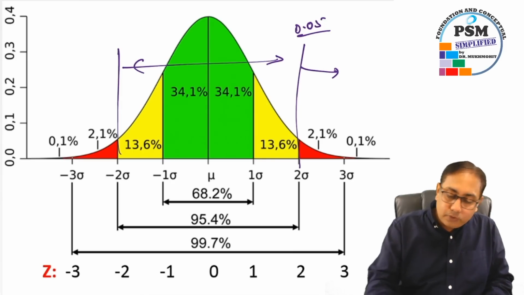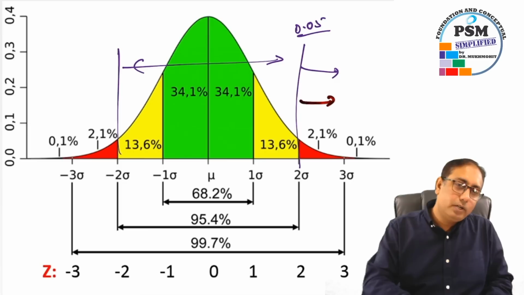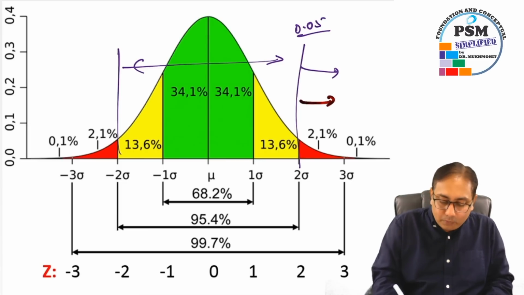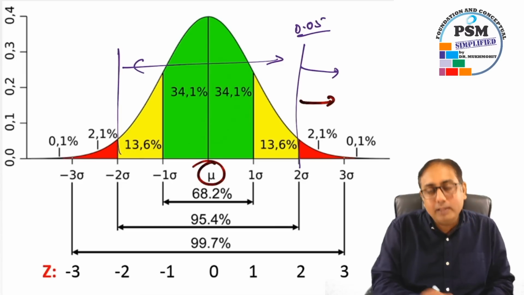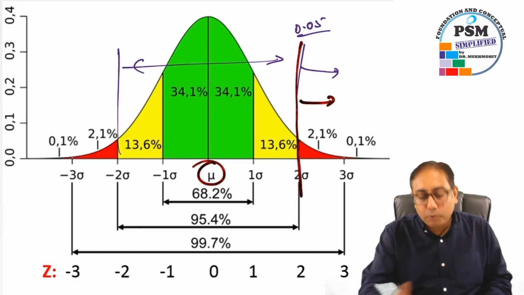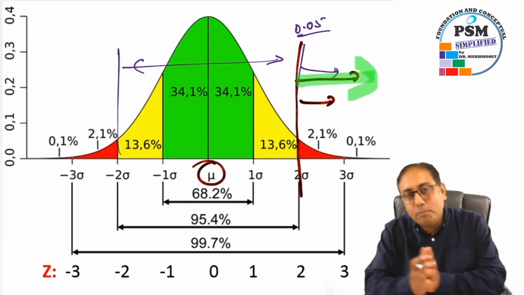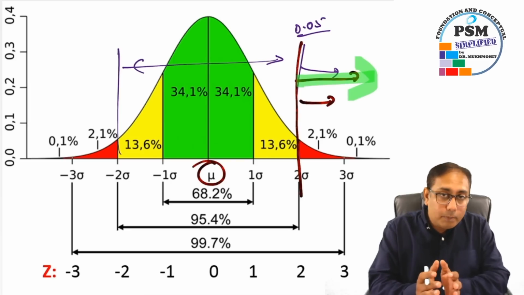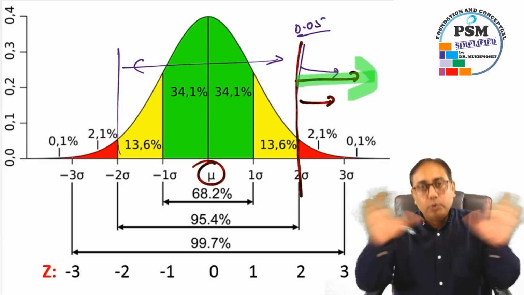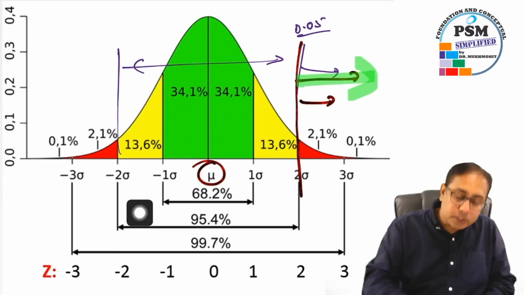Next, sometimes they ask you how many people are beyond 2 SD or within 2 SD. Please note, if they give you some mean and some standard deviation, and you want to find out how many people are more than this, please note my language, more than this, then you find out the total. Total is how much? 100.